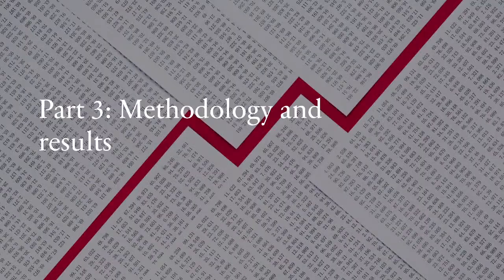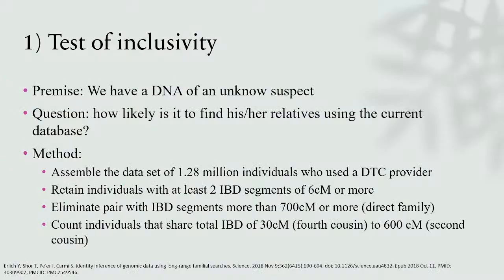So, methodology and results. First, the test of inclusivity. The premise is that we have the DNA of an unknown suspect. The question is, how likely is it that she or he has relatives in our current database? So we assembled a data set of 1.28 million individuals who use a DTC provider, and we retained only individuals with at least two IBD segments of 6 centimorgans or more, because anything less than this would be like an eighth cousin or something.